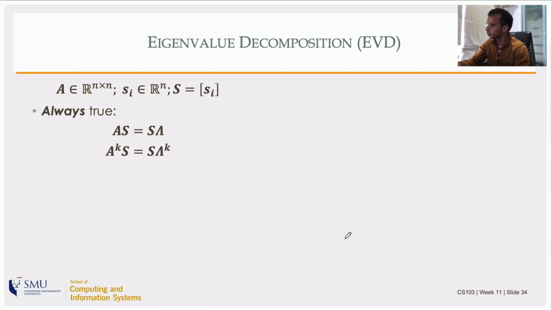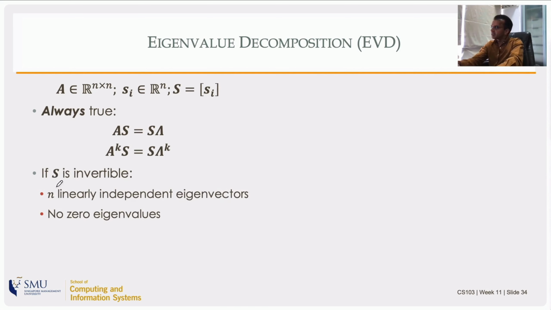AS equals S lambda is always true, which means if I multiply both sides by A again, what will happen on this side? AS is equal to S lambda. I put S lambda there, and I multiply by A again, and I get A squared. And then on the other side, lambda just gets squared. So A to the power k S is equal to S times lambda to the power k. That also is always true.